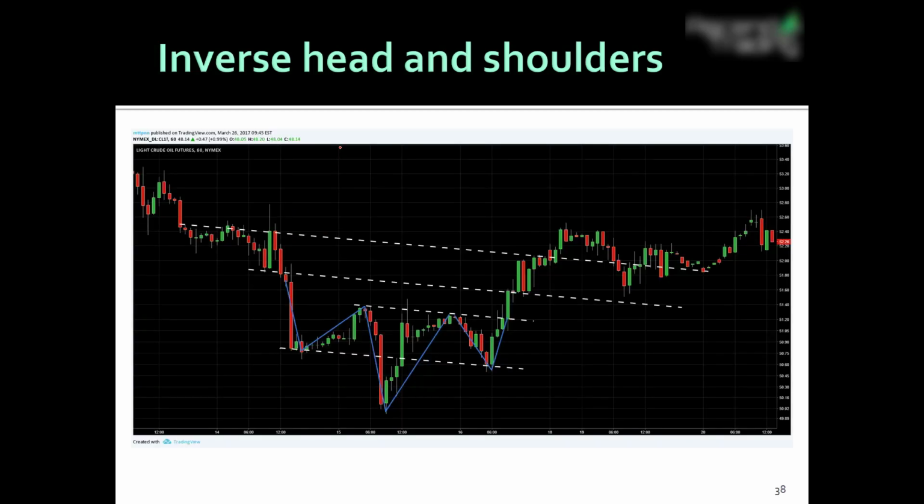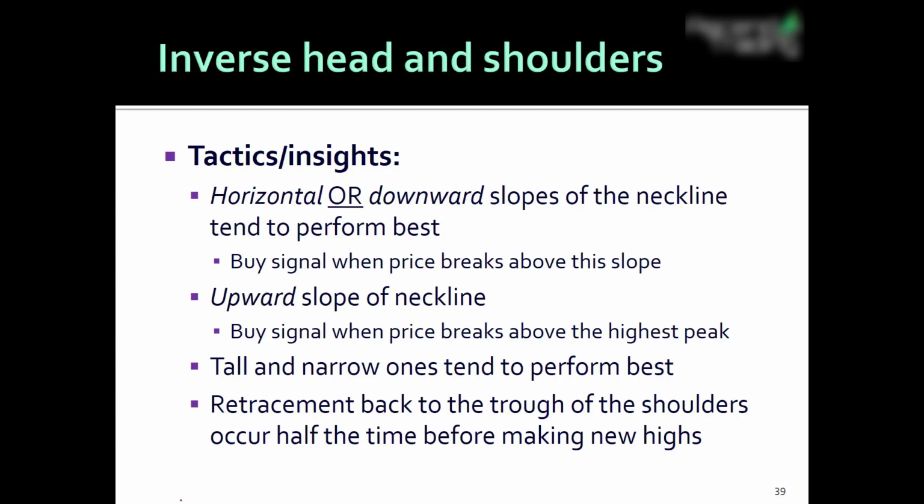One thing to keep in mind is the angle of the neckline. Generally, the ones with the downward slope or the horizontal slope have the best performance. Also, if you zoom out to see the bigger picture of this pattern, you could also consider it as a cup and handle. Here are some key points. Keep in mind the slope of the neckline, and a break above that confirms the pattern itself. And what's also interesting is that this type of pattern has the lowest failure rate in a bull market.